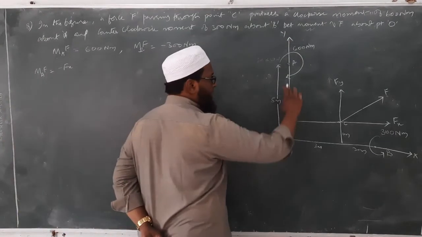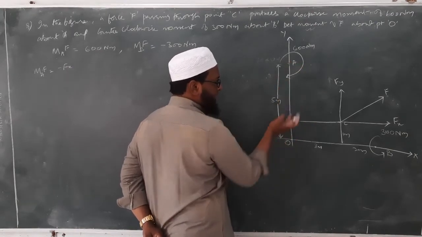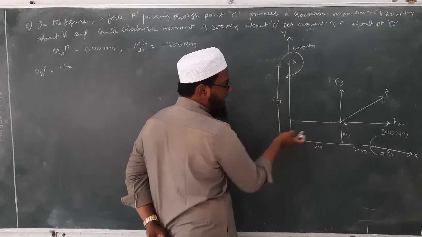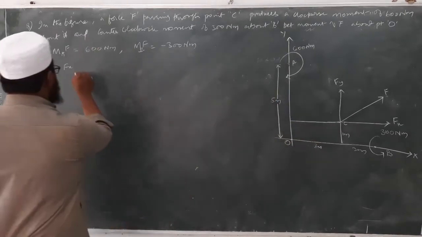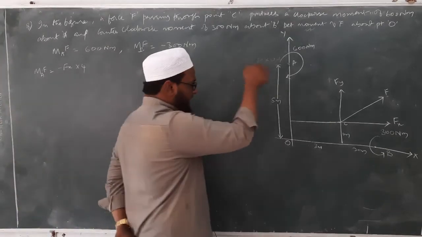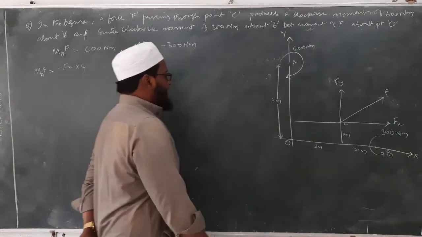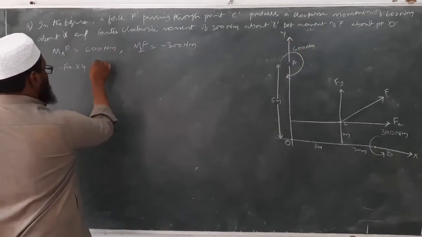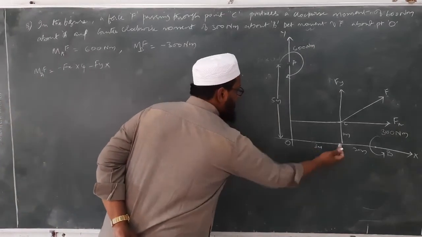Fx into perpendicular distance. See here, from top to bottom it is 5 meter. This is 1 meter. So 5 minus 1 will be 4, isn't it? Minus Fx into 4. What about Fy? Fy is also going in anti-clockwise direction. See my hand? Minus Fy into perpendicular distance 3.